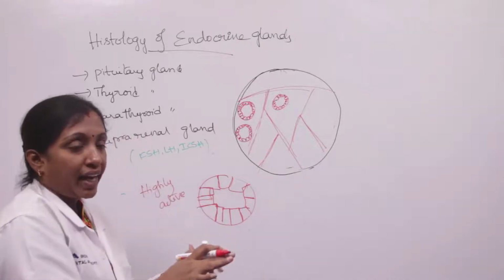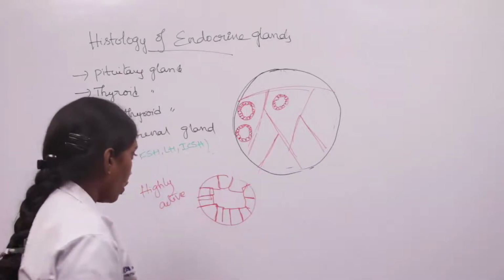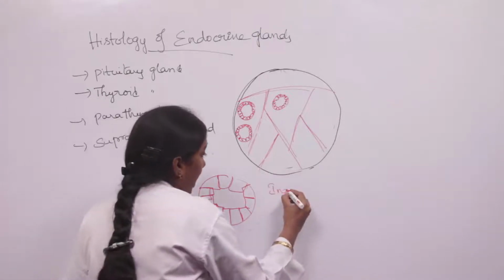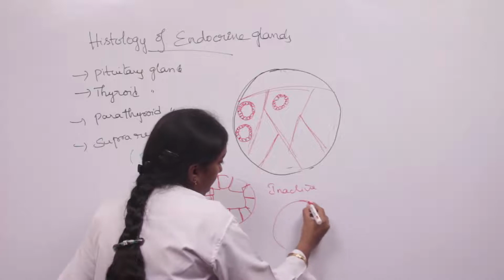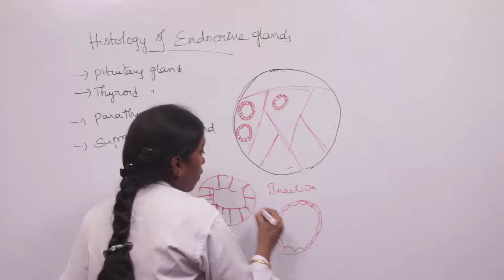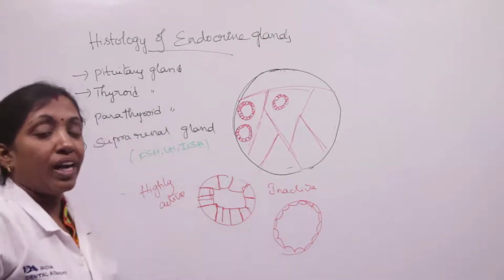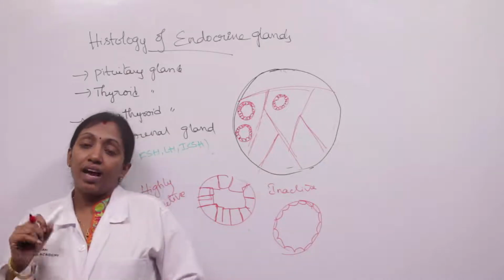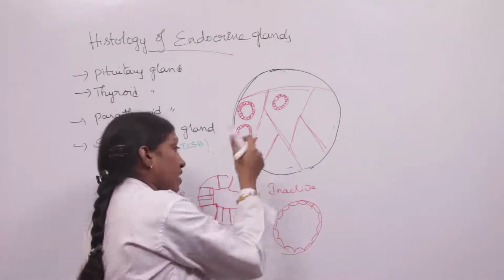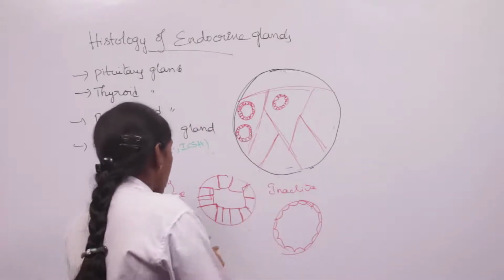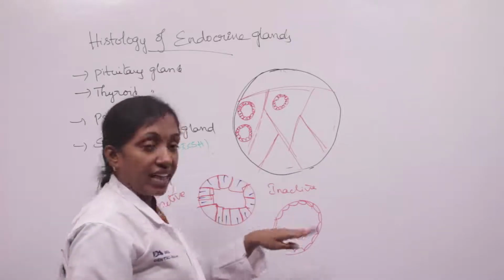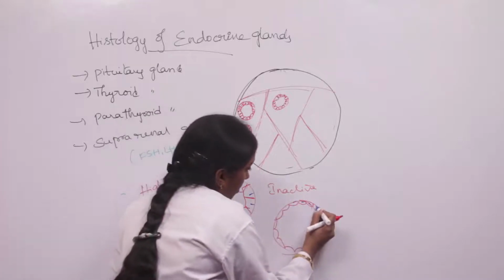When the gland is moderately active, the follicular cells are cuboidal. When the gland is inactive, the follicular cells are flattened, becoming squamous. So depending upon the activity of the gland, the shape of the follicular cells varies. When the gland is highly active, the follicular cells are columnar.